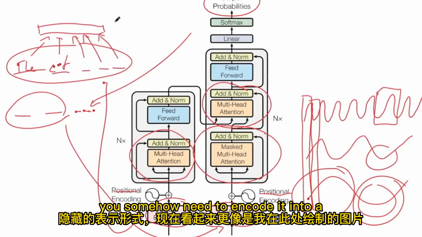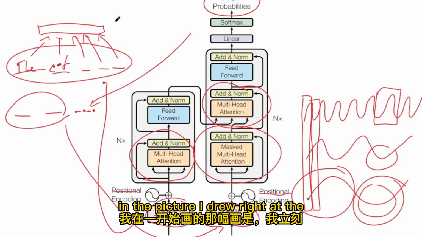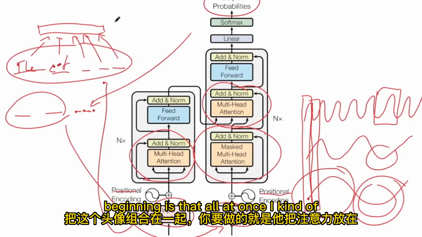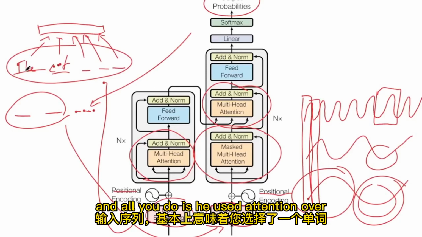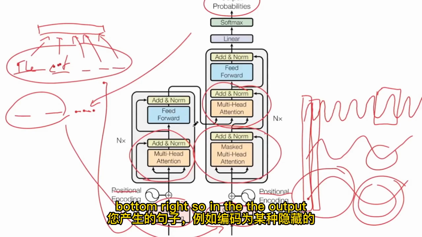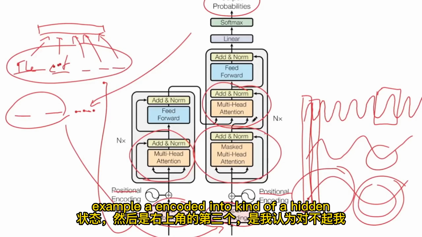And this now looks much more like the picture I drew here, and the picture I drew right at the beginning is that all at once you kind of put together this hidden representation. And all you do is you use attention over the input sequence, which basically means you kind of pick and choose which words you look at more or less. So with the bottom right, in the output sentence that you've produced so far, you simply encode it into kind of a hidden state.